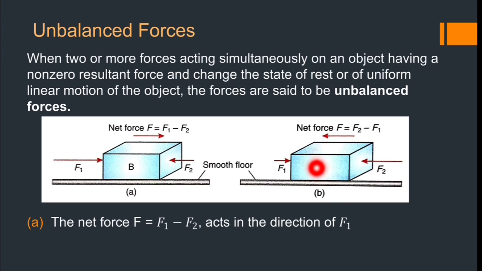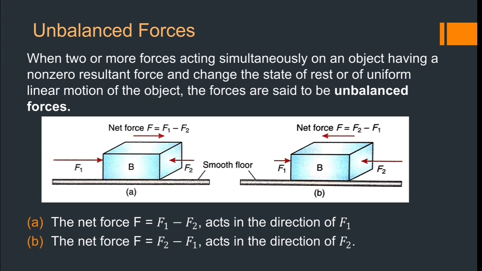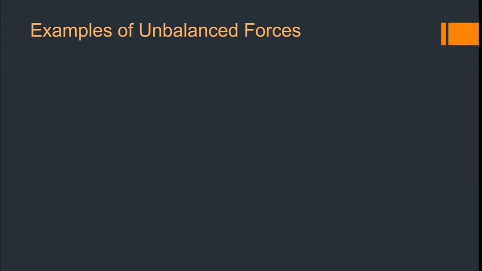But again, what will be the direction of the net force? The direction of the net force is in the direction of the larger force. In this case, you can see the larger force is F2, which is in the left direction. So the net force is also in the left direction, and it can be calculated as net force is equal to F2 minus F1, which acts in the direction of F2. Now let us see some examples of unbalanced forces.